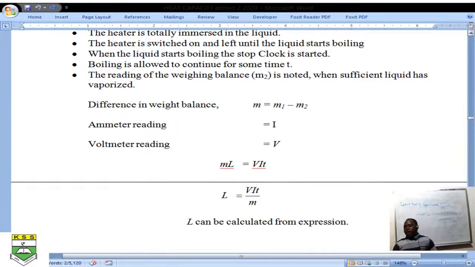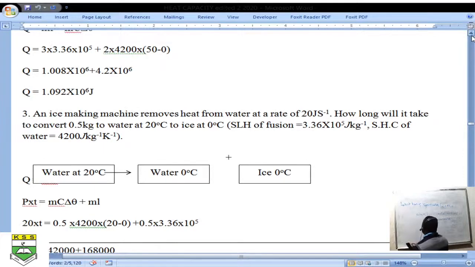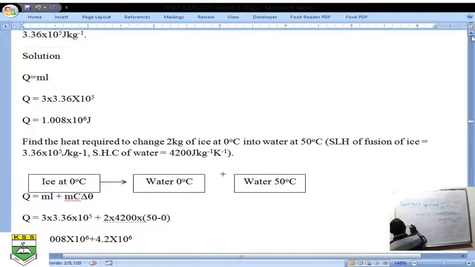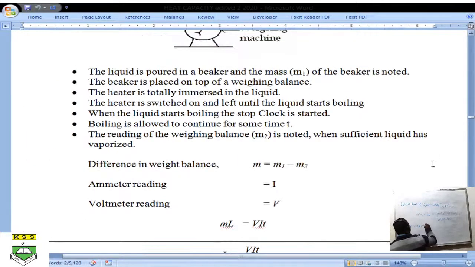And now we read the ammeter reading I, and then the voltmeter reading V. After reading the ammeter reading I and the voltmeter reading V, we say the heat supplied by the heater.